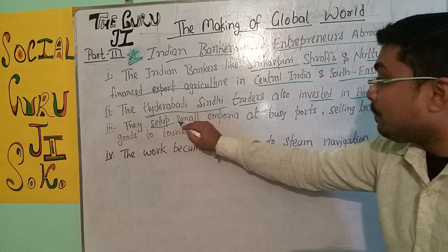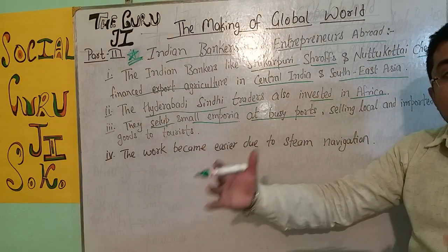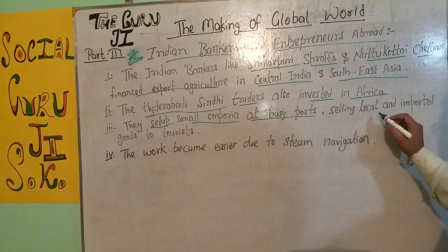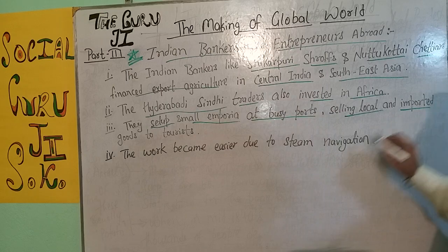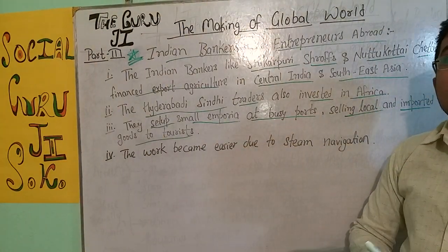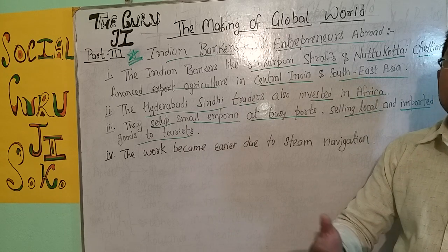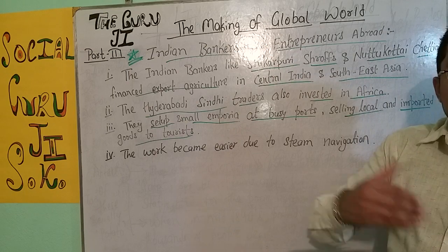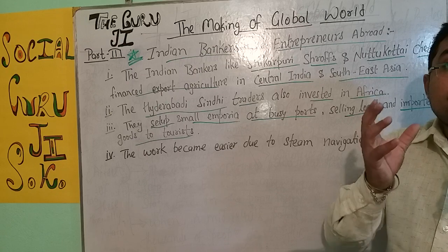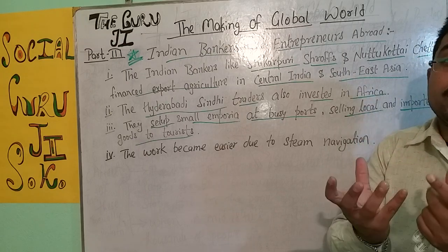Now, they also set up small emporia at busy ports. Emporium means a type of shop जहाँ पे वे sell local and imported goods to tourists, especially cloth. जहाँ पे वे cloths, पोर्ट्स लाइक इन सब चीज़ों जैसे चीज़ों को वे बेचते थे टूरिस्ट को जो बाहर से आते थे. एक अट्रैक्टिव जो चीज़ें, ऐसी चीज़ें जो कि एक अट्रैक्टिव लुक देती थी.